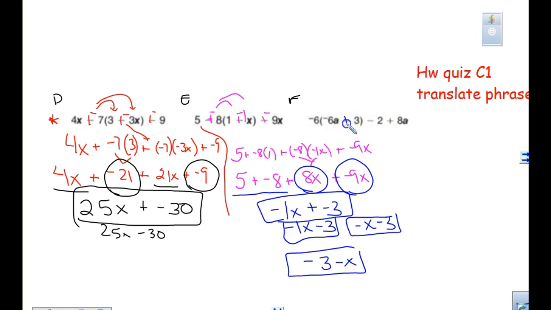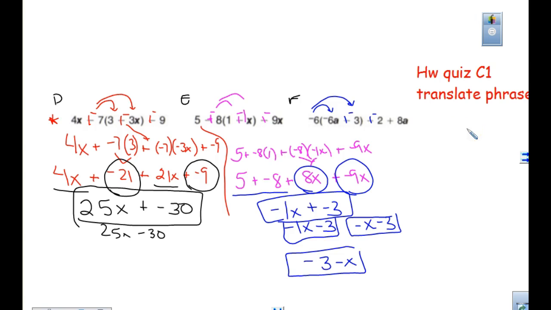I would change these to plus a negative, because you're taking negative 6 times these two negatives. That should make both of those positive. Then you have this plus negative 2. Okay? Now, this quiz we're going to take soon.